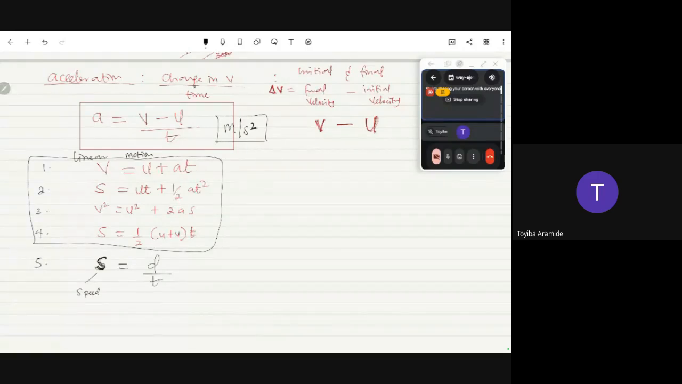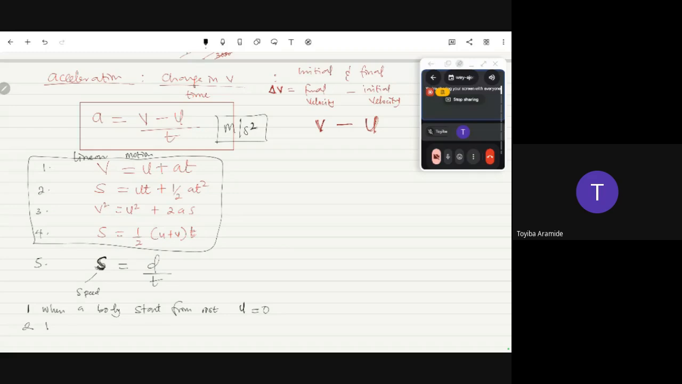Number 1, when a body starts from rest, don't stress yourself. Our initial velocity U is equal to 0. When they tell you that a body starts from rest, it means that it has no speed. Speed is 0. For example, on your track, get set, then before you start that motion, your body was at rest. Speed is 0.